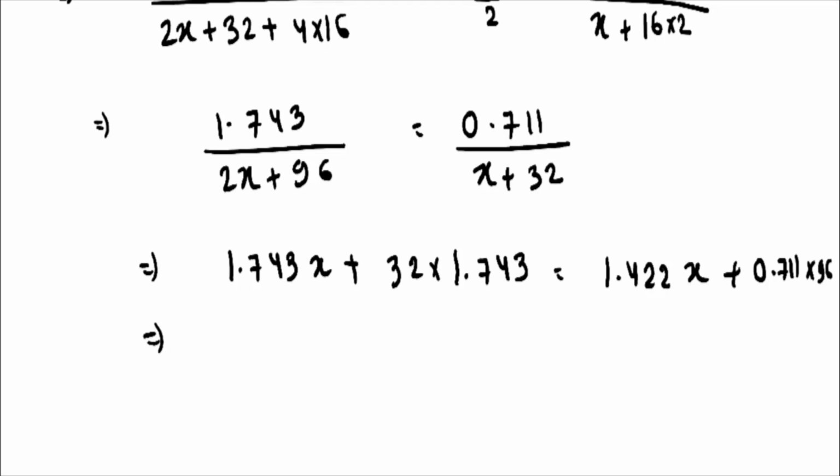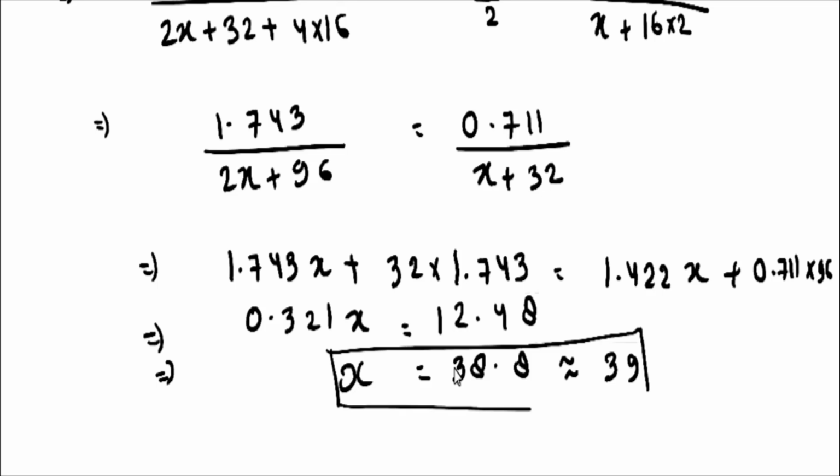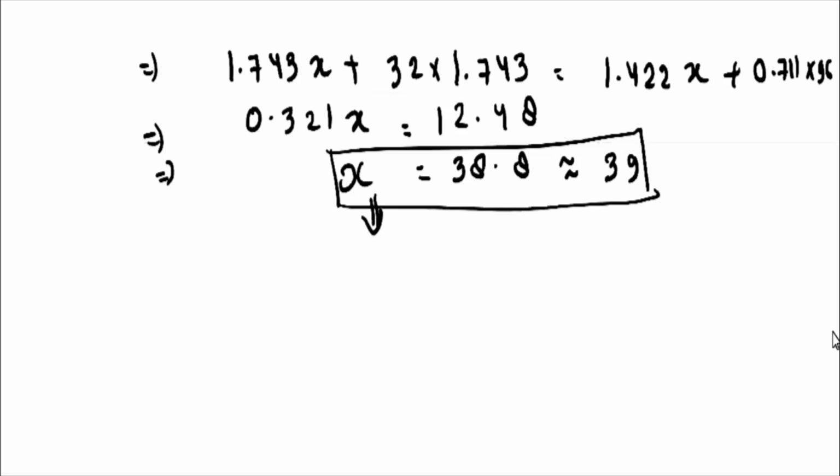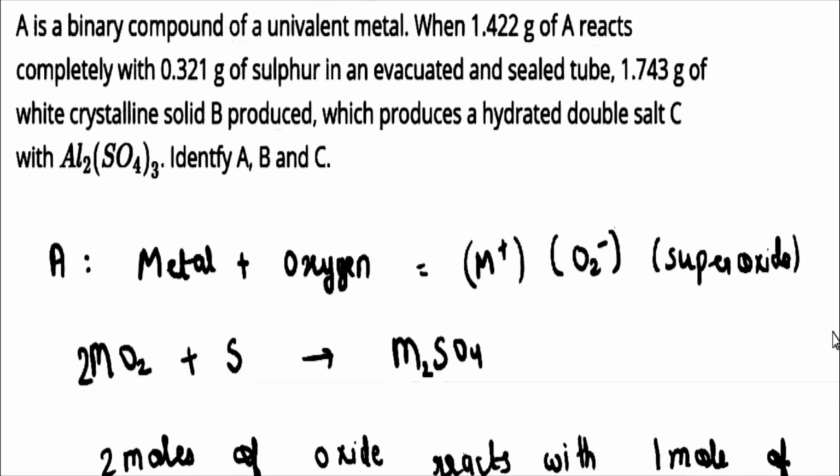So on solving we get 0.321x equal to 12.48, so x equals 38.8, which is approximately 39. So our molar mass of the monovalent element is 39, which corresponds to potassium. So our element is potassium.